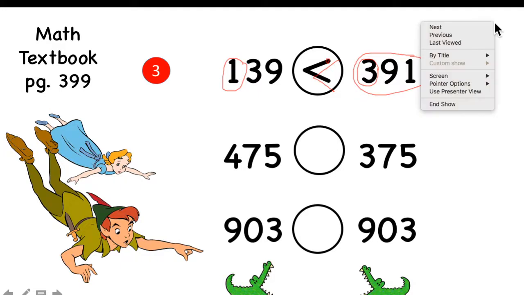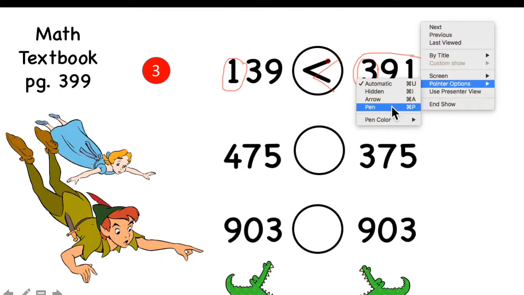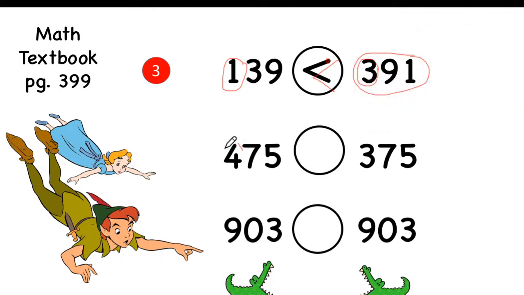475 and 375. The hundreds digits are not the same. That means we can use them to compare. 4 and 3. Which one is greater? 4 or 3? 4 is greater, so this whole number is the greater number. Which crocodile will come and eat it? This one or that one? That one. It comes and gets the number. So the mouth will be open this way, just like this.